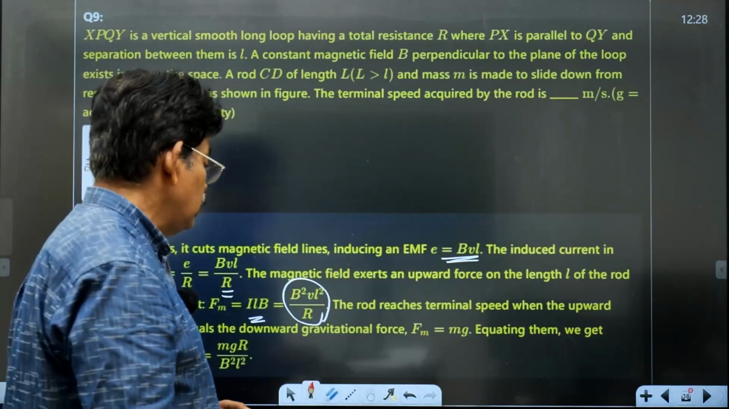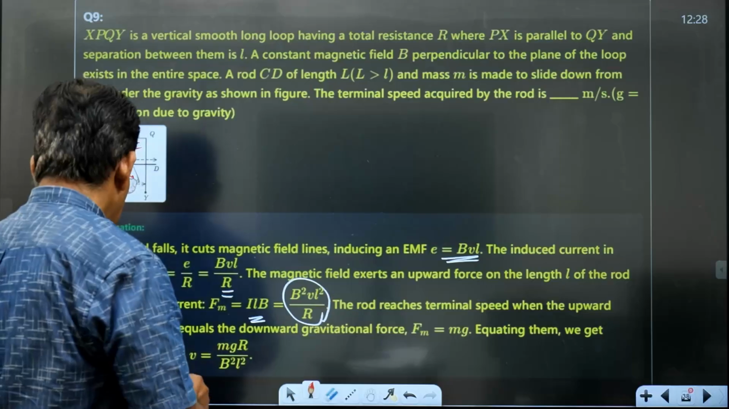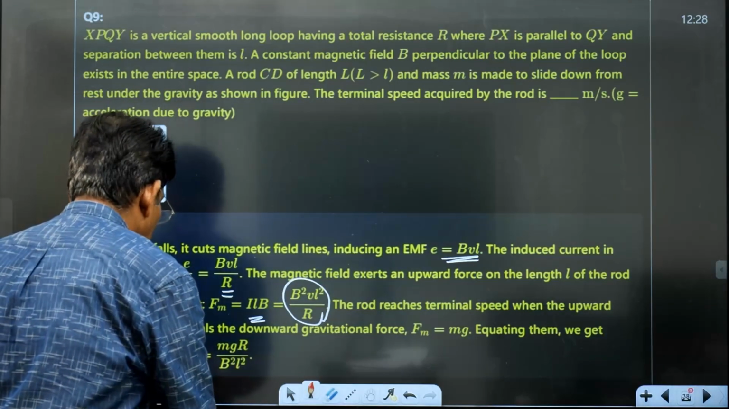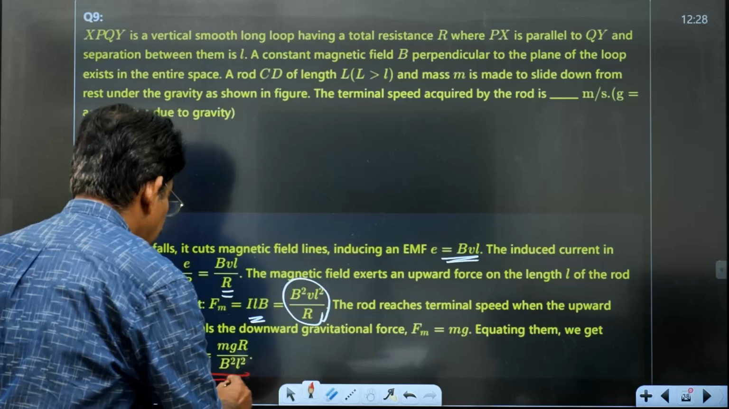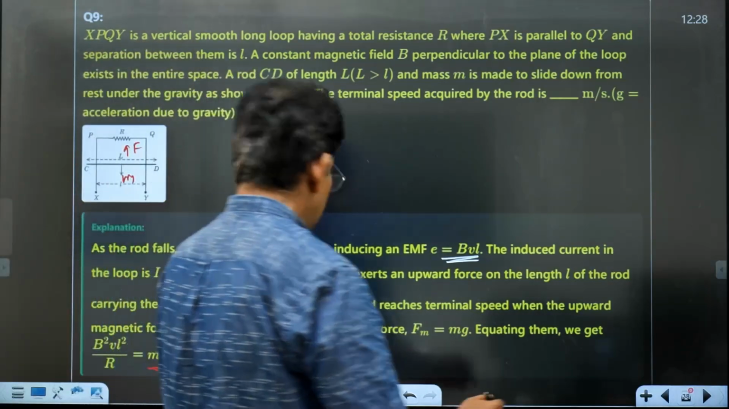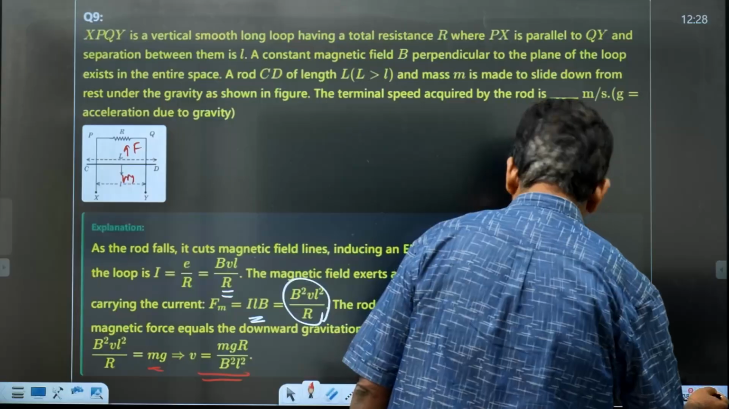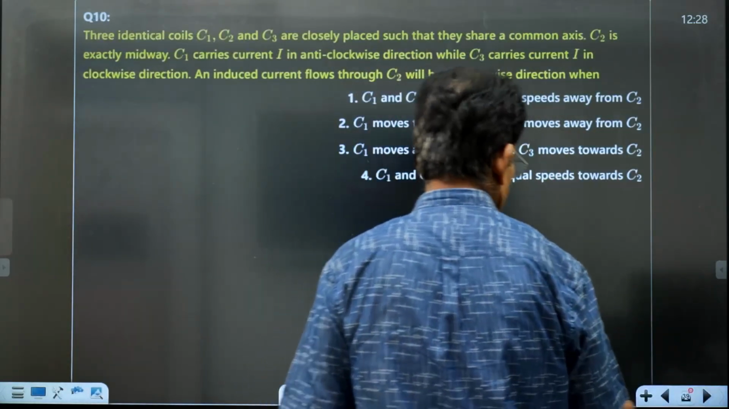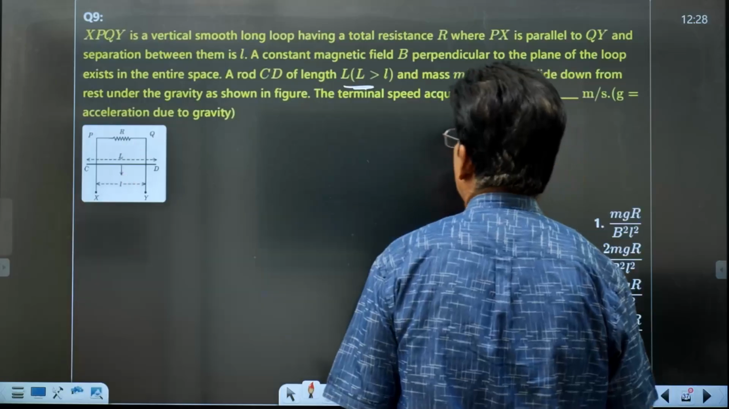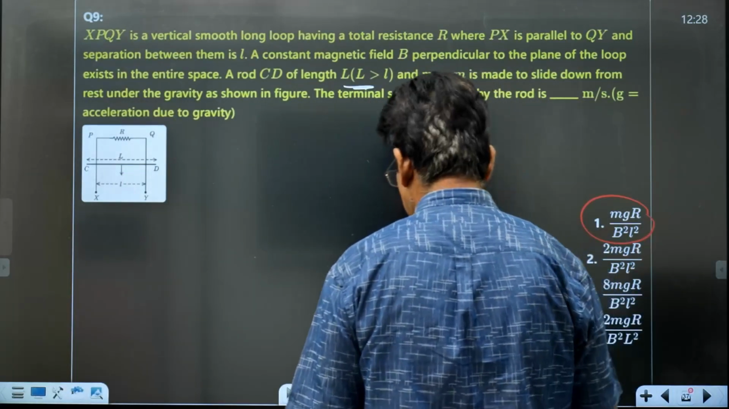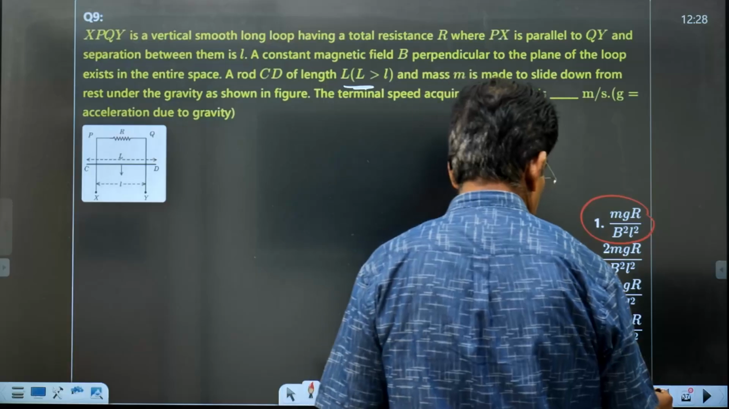So what we can write, this B square V l square by R is equal to mg, or V is coming to be mgR divided by B square l square, and according to the question, that is the first option. mgR by B square l square will be the velocity, isn't it?